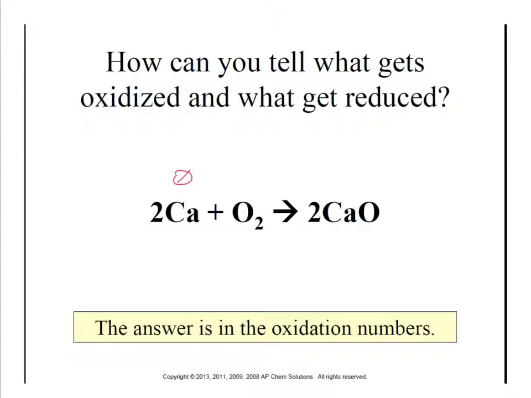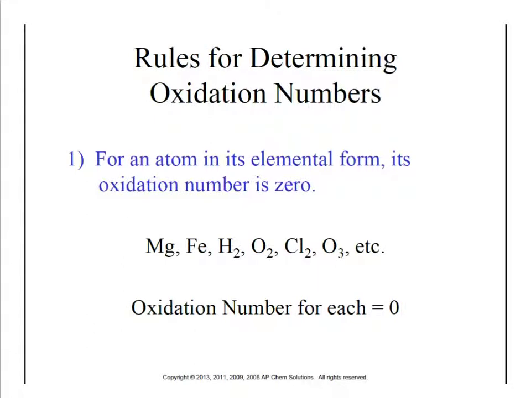Like calcium in this case is 0, oxygen is 0. Then if we come over to this side, oxygen becomes 2- and calcium becomes 2+. And so what we can see now is that calcium went from 0 to 2+, oxygen went from 0 to 2-. So obviously there was a change of electrons in there. Rule number 1 for oxidation numbers: an atom in its elemental form, its oxidation number is going to be 0. So magnesium and iron, both completely by themselves, not bonded to anything, their oxidation number would be 0.